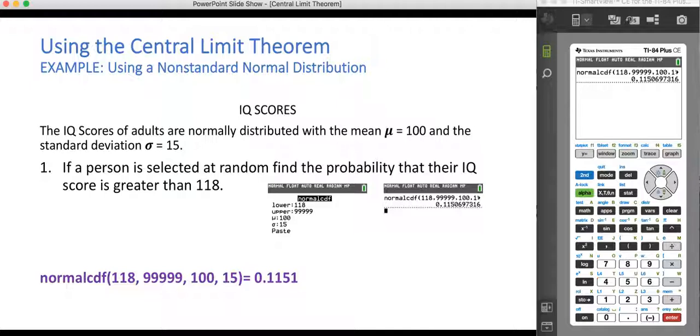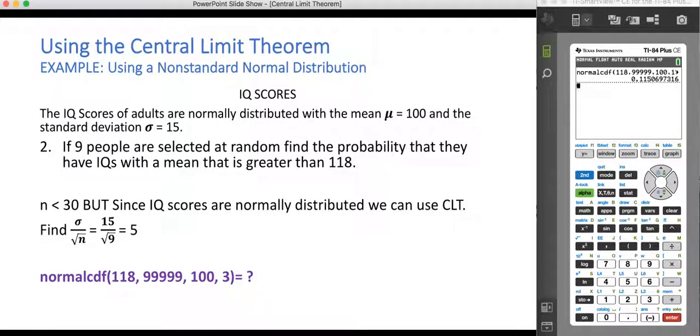All right, now let's look at question number 2. Question number 2 says that we're going to take 9 people selected at random and find the probability that they have IQs with a mean that is greater than 118. Notice that we were told in the problem that the IQ scores of adults are normally distributed. Because they are normally distributed, even though 9 is less than 30, we're okay.